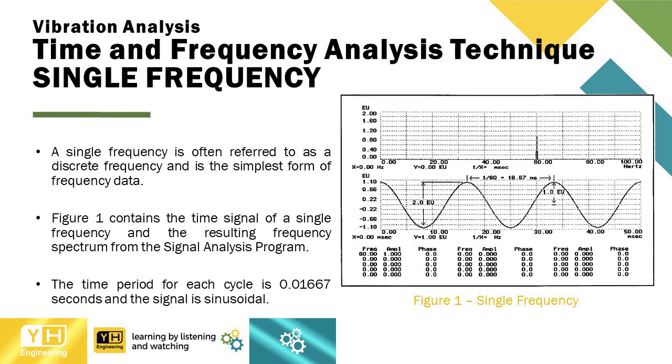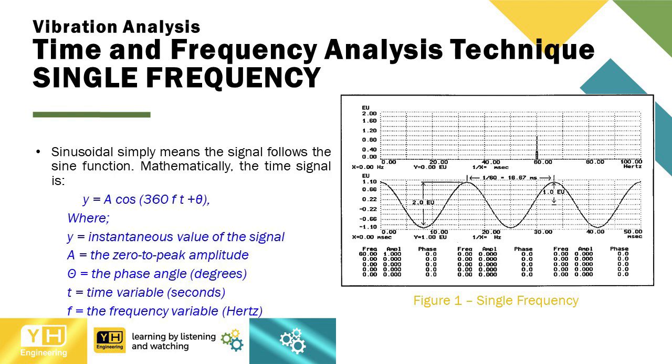A single frequency is often referred to as a discrete frequency and is the simplest form of frequency data. Figure 1 contains the time signal of a single frequency and the resulting frequency spectrum from the signal analysis program. The time period for each cycle is 0.01667 seconds and the signal is sinusoidal. Sinusoidal simply means the signal follows the sine function.